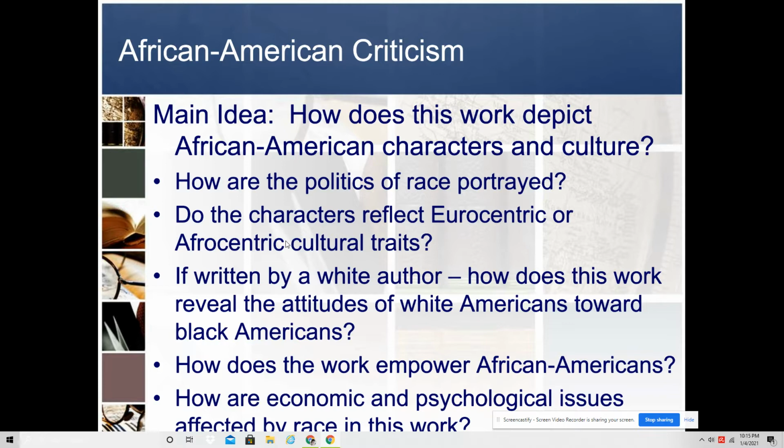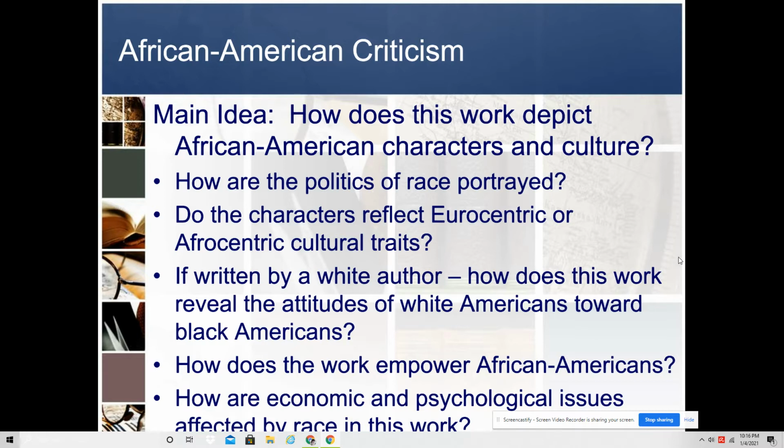And race and LGBT issues are central issues to several of these books. And it does affect the message and the theme of the work. And so this is an important lens for you to recognize as you're reading through your books.